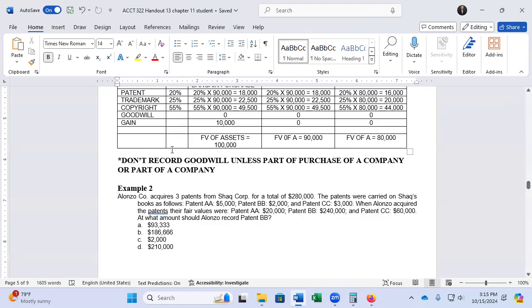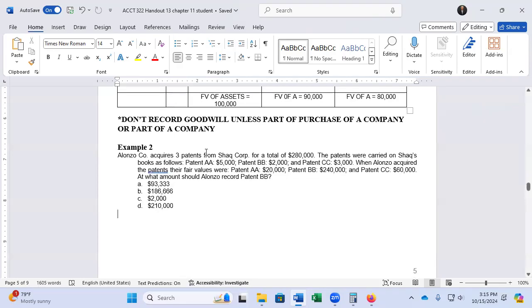All right, so let's look at example number 2. Alonzo Company acquires 3 patents from Shack Corp for a total of 280,000. The patents were carried on Shack's books as follows, and we don't really care. We care about what we paid for them and what our future consideration is going to be. When Alonzo acquired the patents, their fair values were 20,000, 240,000, and 60,000.